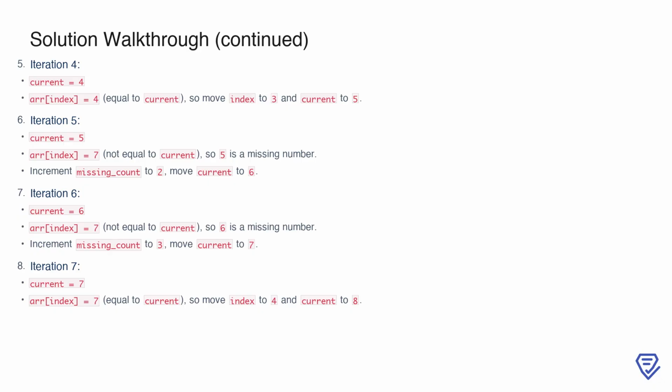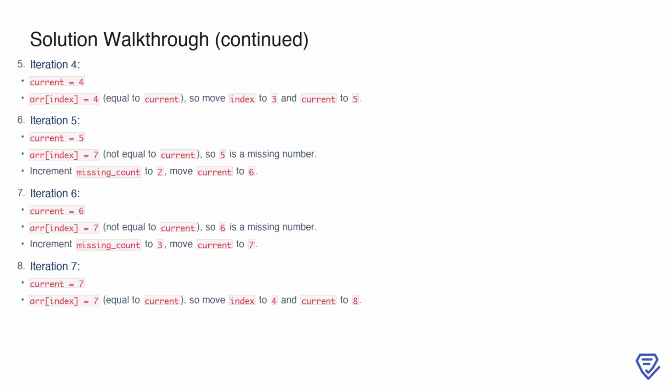In the fifth iteration, current is now 5, which does not match the array value at index 3, which is 7. Therefore, 5 is a missing number. We increment missing_count to 2 and move current to 6. In the sixth iteration, current is 6, and the array value at index 3 is still 7. Since 6 is also not in the array, it is another missing number. We increment missing_count to 3 and move current to 7.